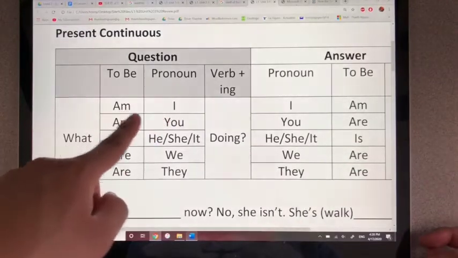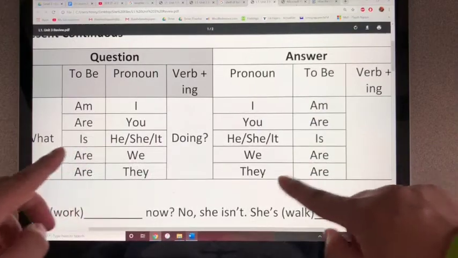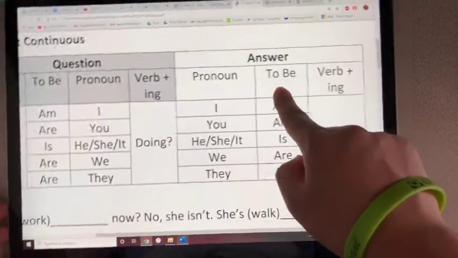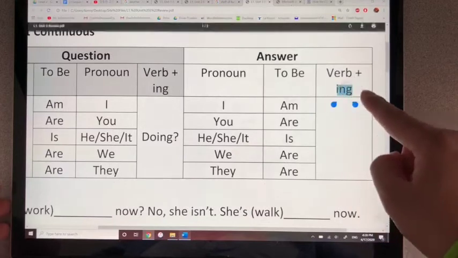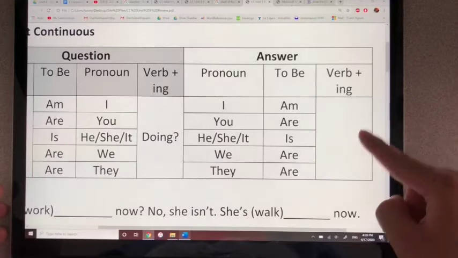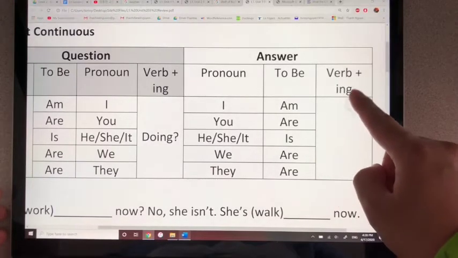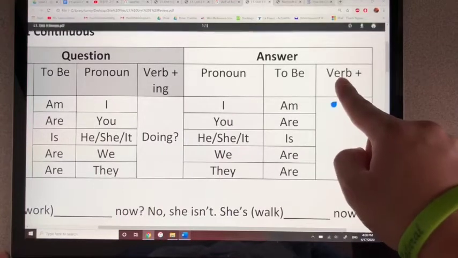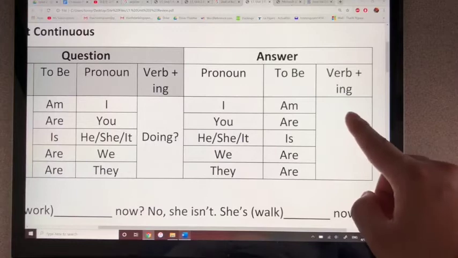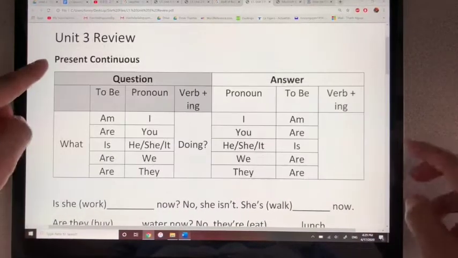So we have I am, you are, he, she, or it is, we are, and they are. We use to be. And then with the verb, we write ing at the end. So I am doing, I am sleeping, I am eating, I am any action with the letter ing at the end. I am walking, I am studying. This is the present continuous.